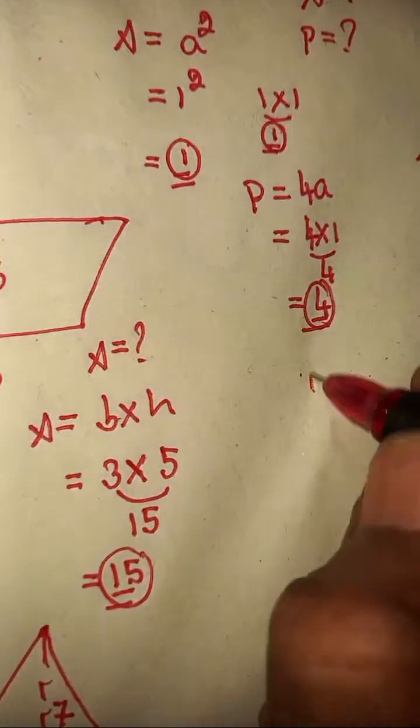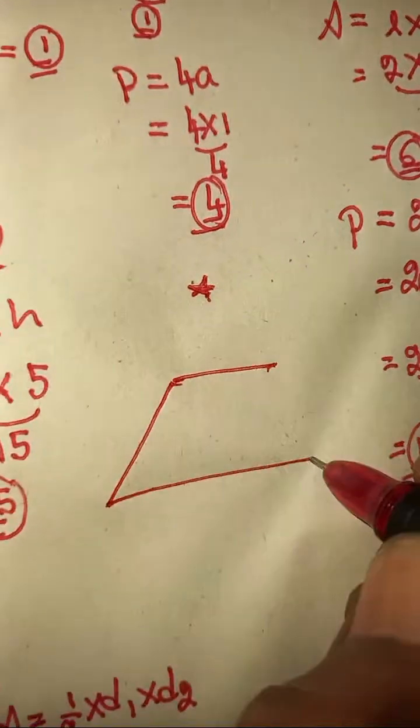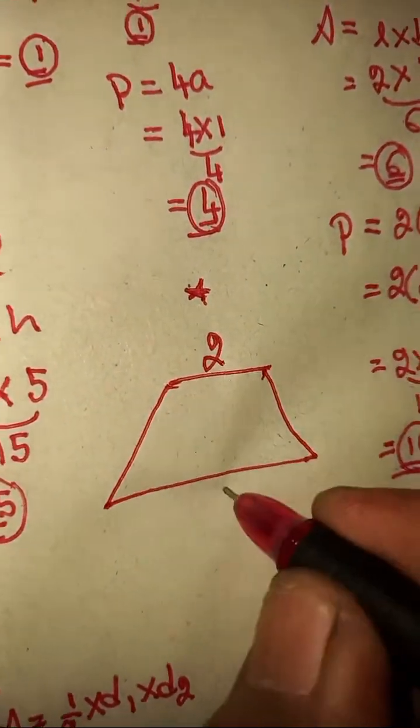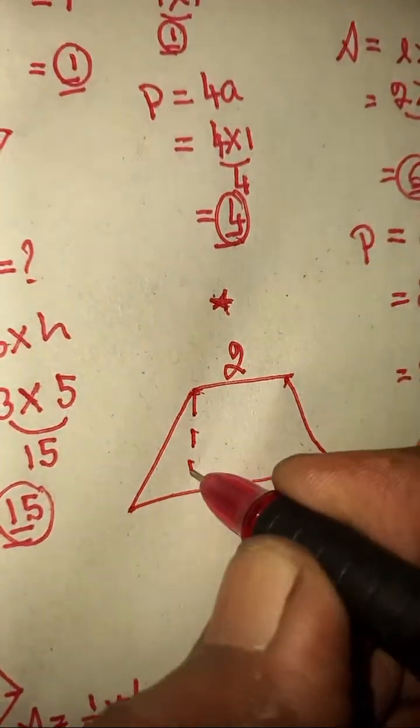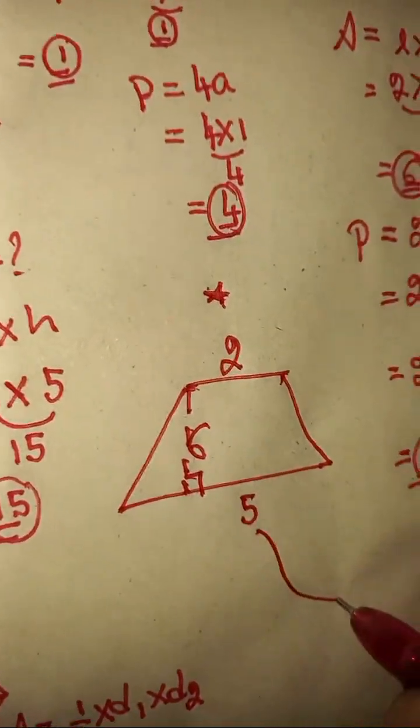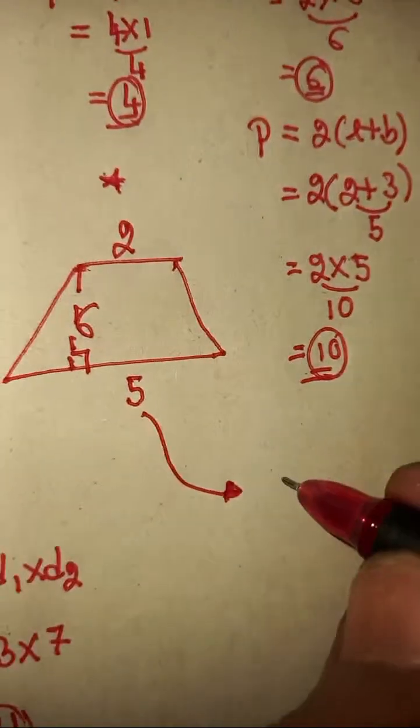I take the final one. In this final one, they are giving this one, that is a trapezium. In the trapezium, this side is 2 units, this side is 5 units, and the perpendicular height of this is 6 units. You need to find out the area.